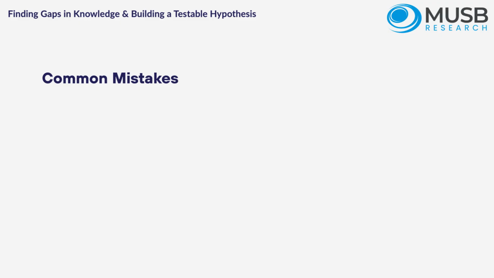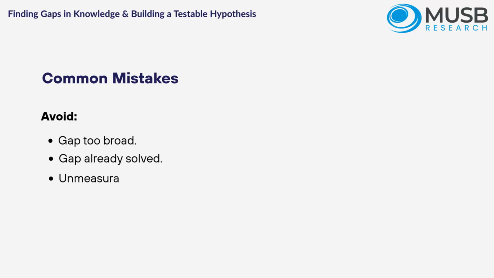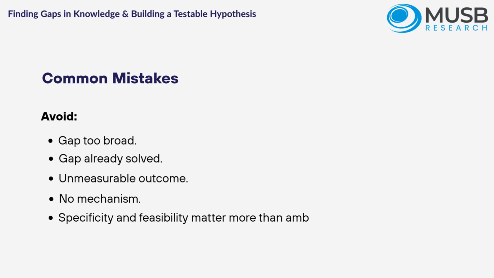When identifying a research gap, we must avoid common mistakes. First, avoid gaps that are too broad. If the question is too general, it becomes impossible to design a focused study. Second, avoid gaps that are already solved. If strong evidence already exists, the study will lack novelty. Third, avoid unmeasurable outcomes. If you cannot objectively measure the outcome, you cannot scientifically test it. Fourth, avoid studies with no clear mechanism. A good research question should explain how and why the intervention works, not just whether it works. In research, specificity and feasibility matter more than ambition. A well-defined, testable question will always be stronger than a big but vague idea.